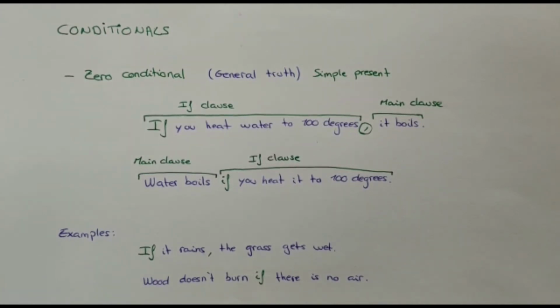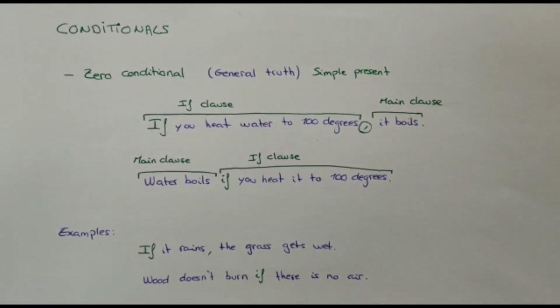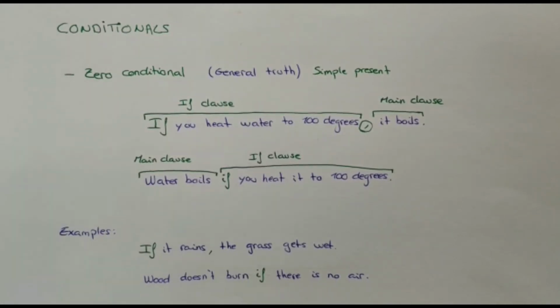Al contrario, cuando cambiamos la frase principal al principio, water boils if you heat it to 100 degrees, el agua hierve si la calientas a 100 grados. En ese caso no necesitaríamos ninguna coma. In the zero conditional, we always use the same verb form, simple present.